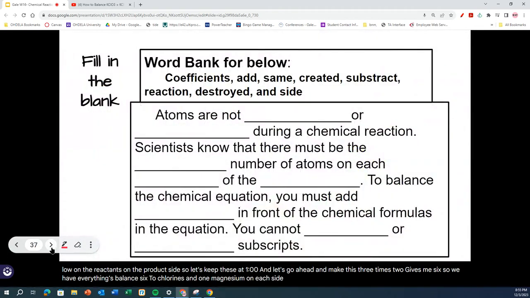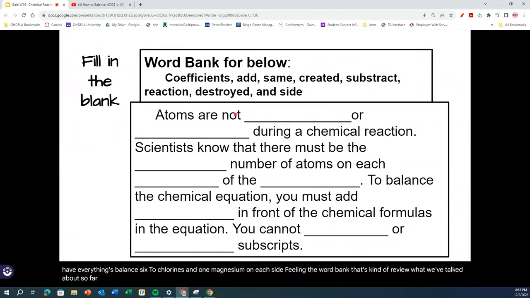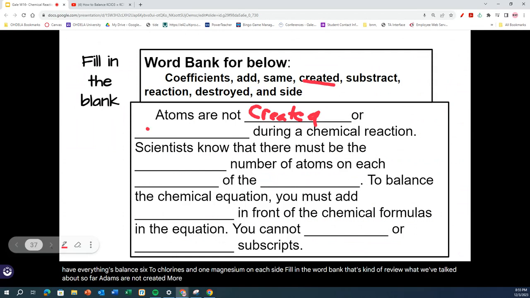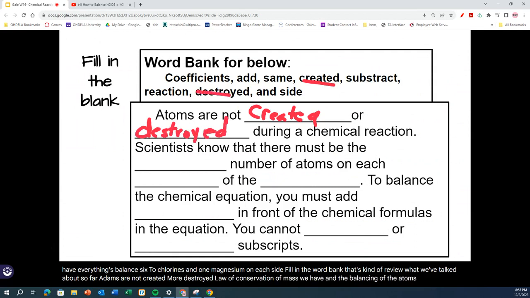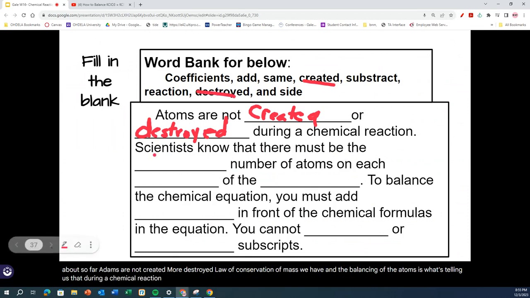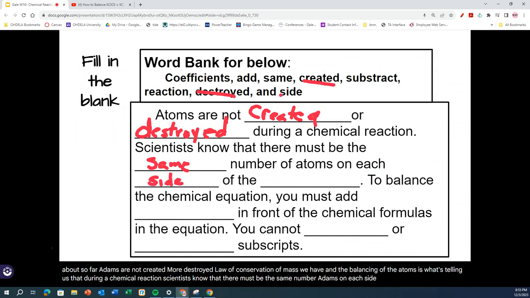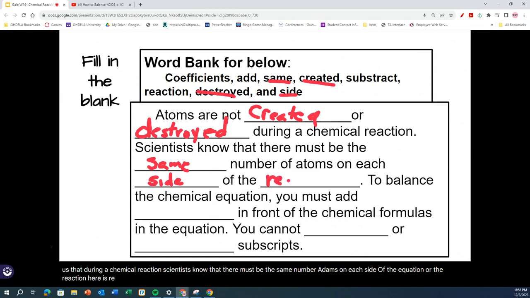All right, so let's fill in the word bank. Let's review what we've talked about so far. Atoms are not created or destroyed. That's the law of conservation of mass, and the balancing of the atoms is what's telling us that. During a chemical reaction, scientists know that there must be the same number of atoms on each side of the equation, or the reaction.